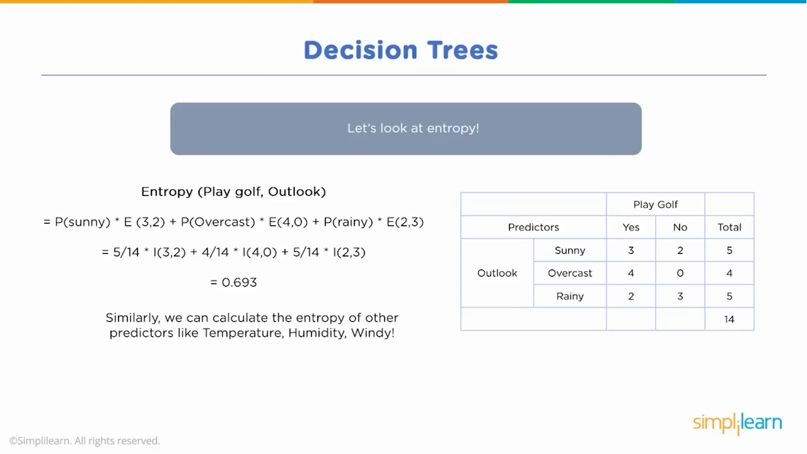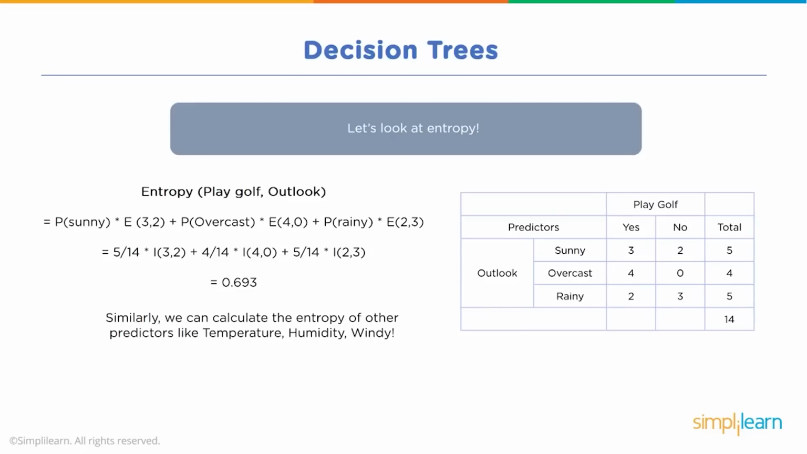over the total, which is 5. Don't forget we'll divide that 5 out later on. Equals P overcast equals 4, 0, plus rainy equals 2, 3. And then when you do the whole setup, we have 5 over 14. Remember I said there was a total of 5? 5 over 14 times the I of 3, 2, plus 4 over 14 times the I of 4, 0, and 5 over 14 times I of 2, 3.